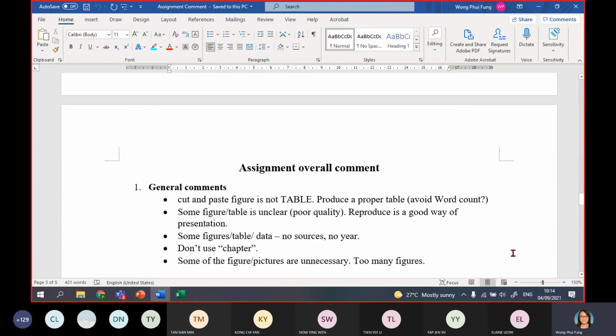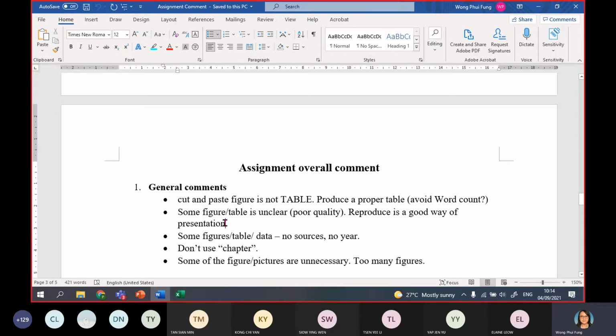Some of you are detected with one very bad habit. You want to avoid the word count. You actually convert the table into a figure. That is not very good practice. Please do not do that. You want to avoid the word count, so you convert most of the table, because your table has a lot of words. So you cut and paste your table into a figure so that the word count actually excludes the figure. Please do not do that. That is not a very good practice.